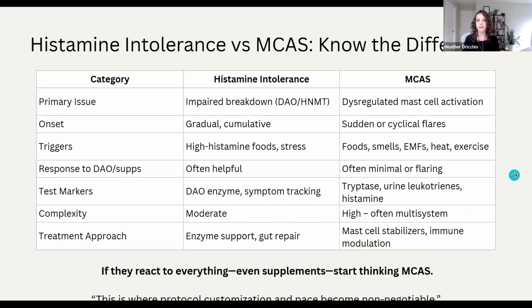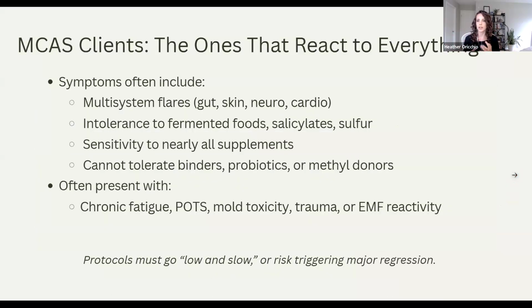So their symptoms are going to be in multiple systems. So they're going to have gut-based symptoms. They're going to have skin flaring. They're going to have neurological symptoms. They could have cardiovascular symptoms. In general, with mast cell, you're going to see dysfunction in 2 or more systems. They will likely react to fermented foods, to foods with salicylates, which are like a plant defense mechanism that's very high in some berries and all of the herbs. And they might be intolerant to sulfur-based foods, so like onions and garlic.